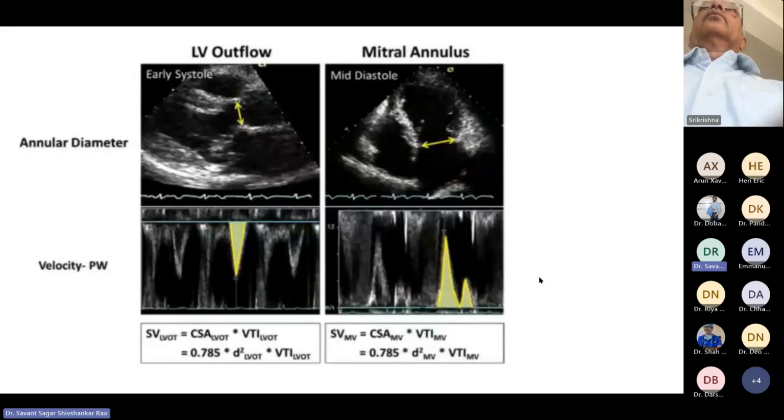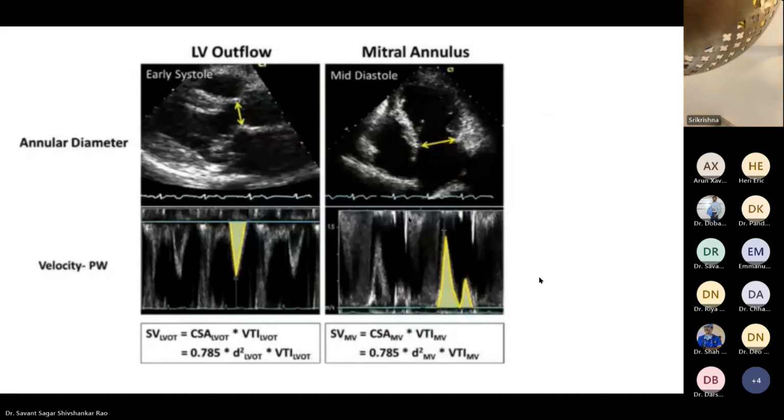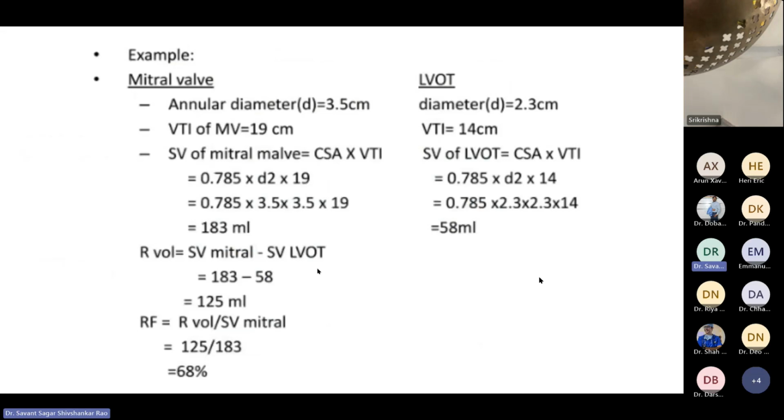First, we have to assess the diameter of the LVOT and mitral annulus. Then, using pulse wave, we get the VTI. We use those parameters to get a stroke volume. Then we can substitute in this formula, that is SV mitral minus SV LVOT, and we get the regurgitant volume. By dividing the regurgitant volume by SV mitral, we get the regurgitant fraction.